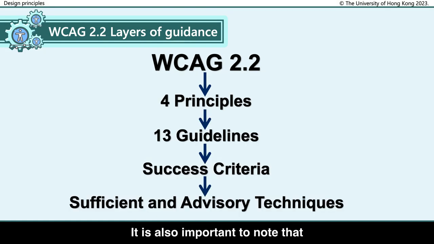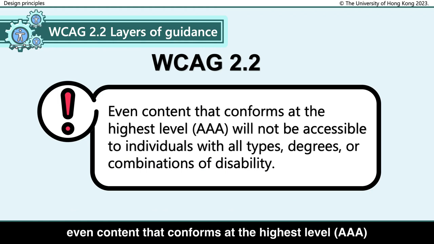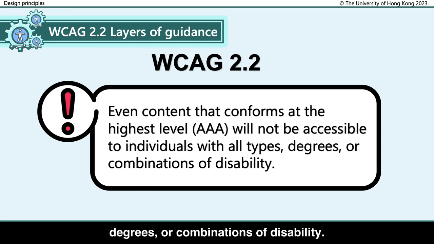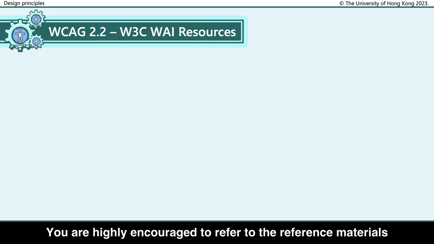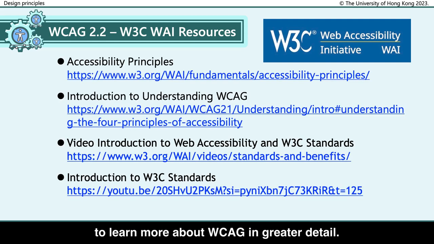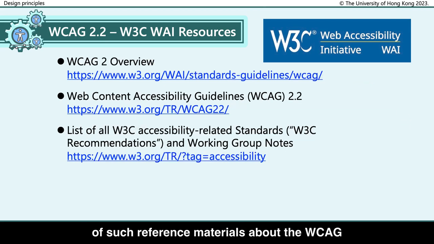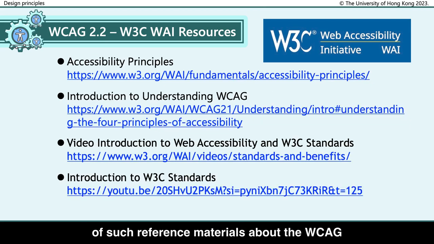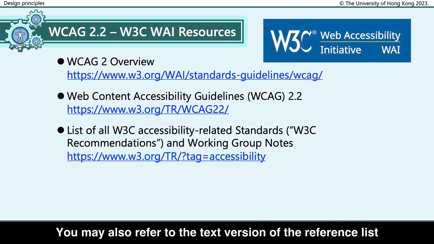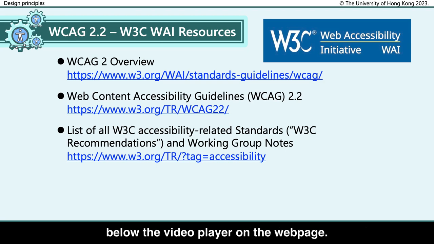It is also important to note that even content that conforms at the highest level, AAA, will not be accessible to individuals with all types, degrees, or combinations of disability. You are highly encouraged to refer to the reference materials developed by the World Wide Web Consortium, W3C, to learn more about WCAG in greater detail. On the screen now, you will find seven examples of such reference materials about the WCAG, developed by the World Wide Web Consortium. You may also refer to the text version of the reference list below the video player on the web page.